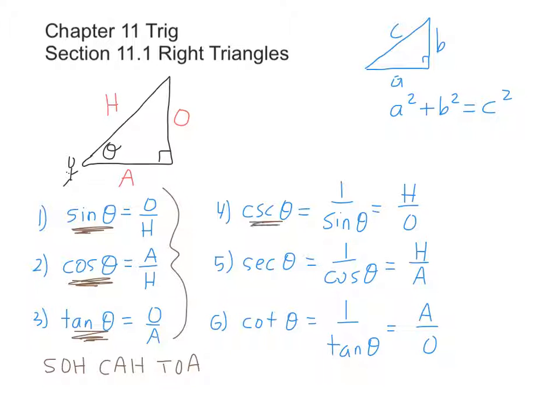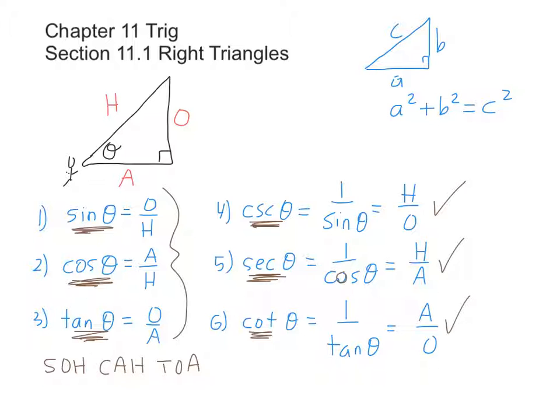Cosecant, you have to know, is paired with sine. This is 1 over sine, so if sine is opposite over hypotenuse, cosecant would be hypotenuse over the opposite. Secant likewise is paired with cosine. If cosine is adjacent over hypotenuse, secant would be hypotenuse over adjacent, and likewise cotangent is 1 over tan, so that would be the adjacent over the opposite.